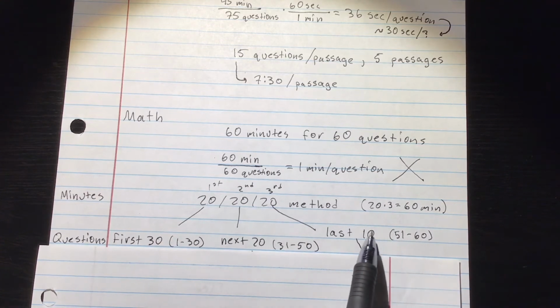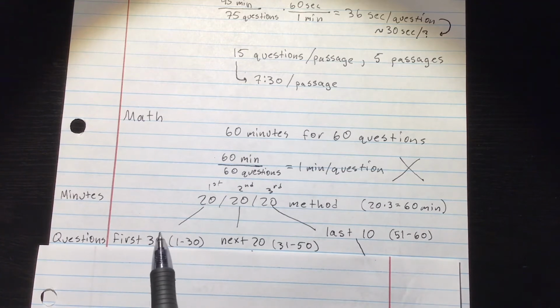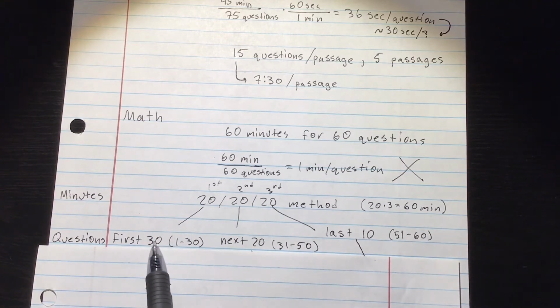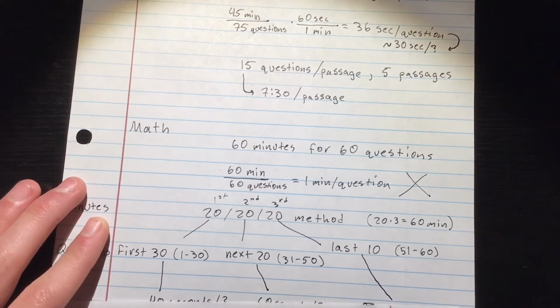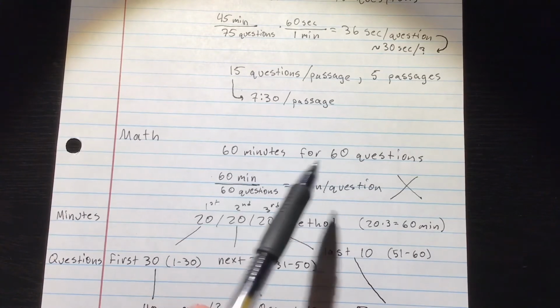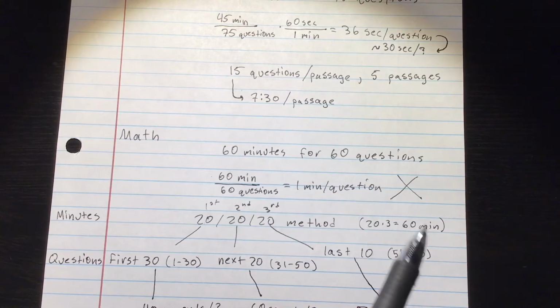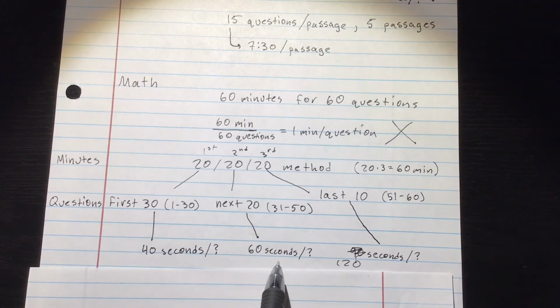Like I said, the last 10 are way harder than any of these, which is why you're taking these a lot faster, 3 times as fast as these ones. So the timing comes out to, we said 60 minutes for 60 questions is about a minute per question, but what you should actually be doing is around 40 seconds per question in the beginning, 60 seconds per question in the middle, and 120 seconds per question at the end.